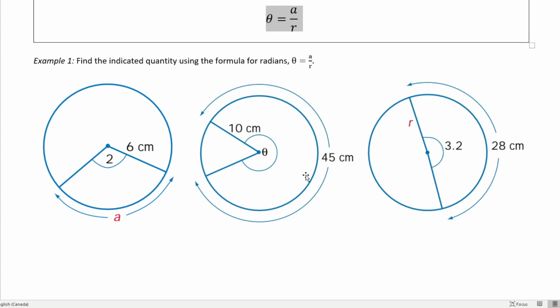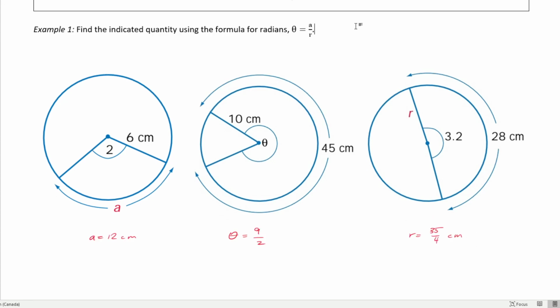So you can take a second here and try this out for yourself. Use this formula or rearrange this formula to solve for the missing variable. Hopefully you've had a chance to try this out, and the answers for each of these examples are given below here in red. Note that the arc lengths and the radius have the units provided in the question, which is to say centimeters, but radians, as we indicated before, is a unitless measure of an angle.